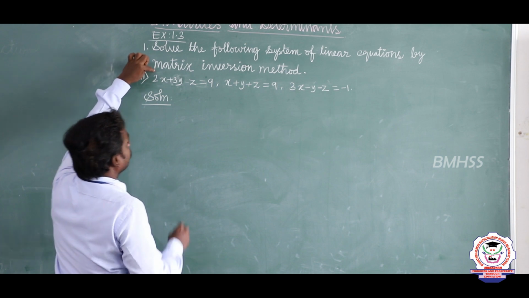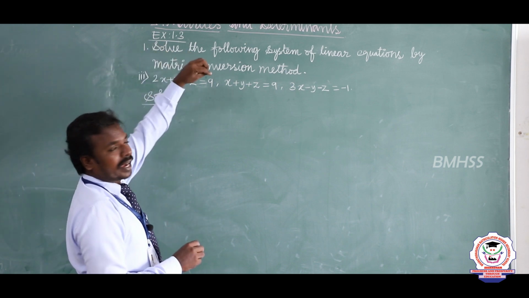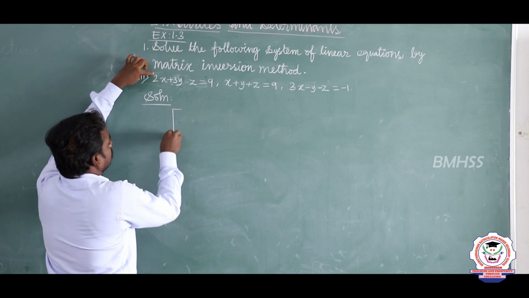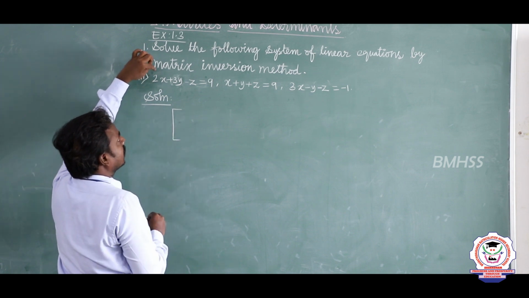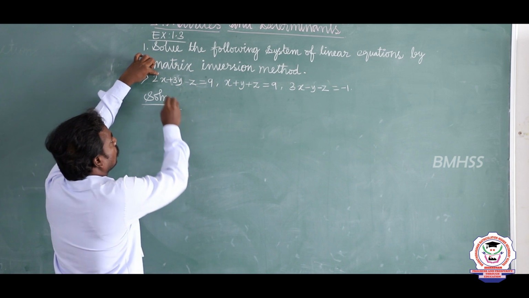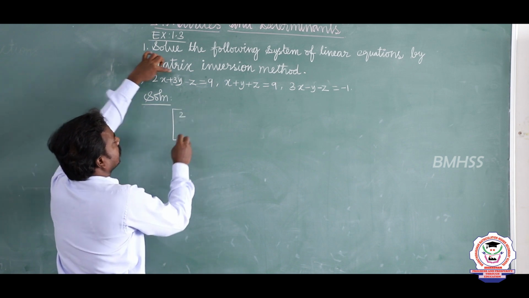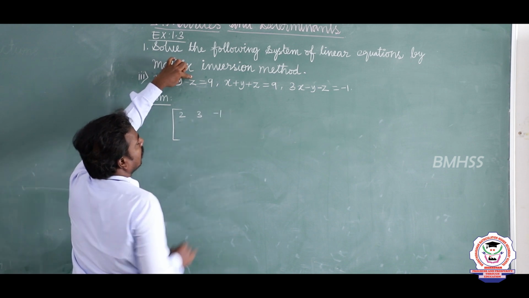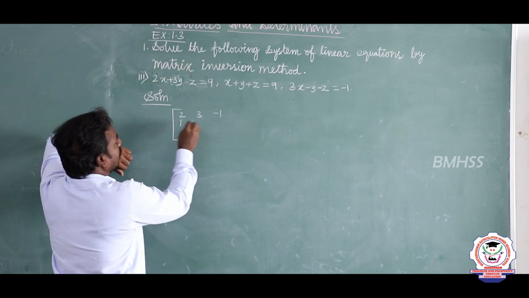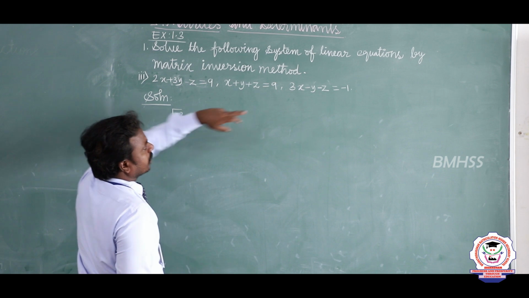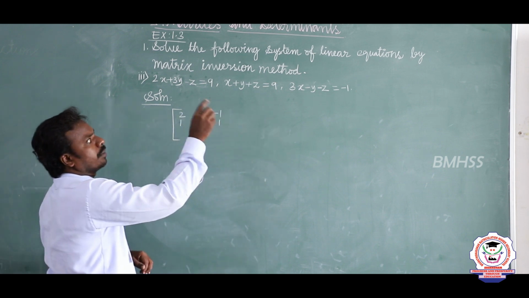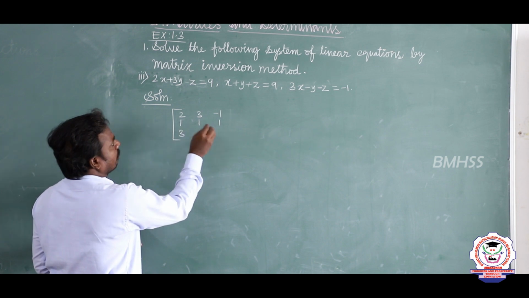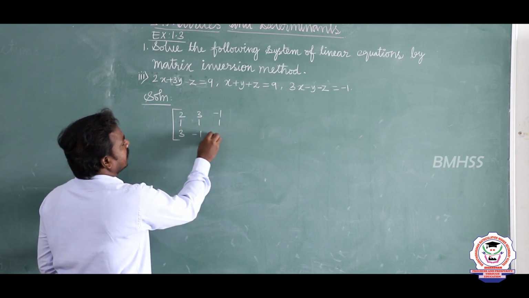First, the coefficients of x, y, z we need to write in the first row, from the first equation. So the coefficient of x is 2, coefficient of y is 3, coefficient of z is minus 1. From the second equation, 1, 1, 1. From the third equation, 3x minus y minus z equal to minus 1, the coefficient of x is 3, coefficient of y is minus 1, coefficient of z is minus 1.